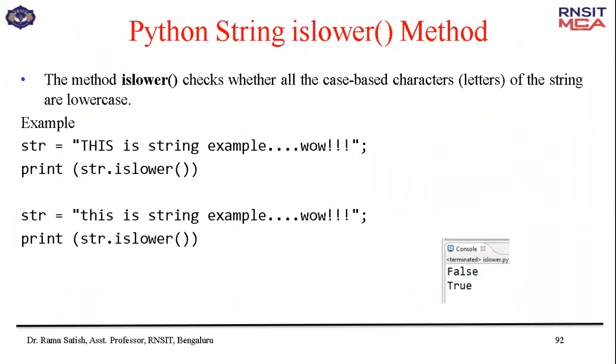And islower will tell whether all the characters are in lowercase. Here you can see at least some characters are in uppercase. And remember, it ignores spaces and special symbols. The islower method checks whether all the case-based characters are in lowercase, and lowercase doesn't apply to space, dot, or exclamation. So obviously you get this. So false and true are there.